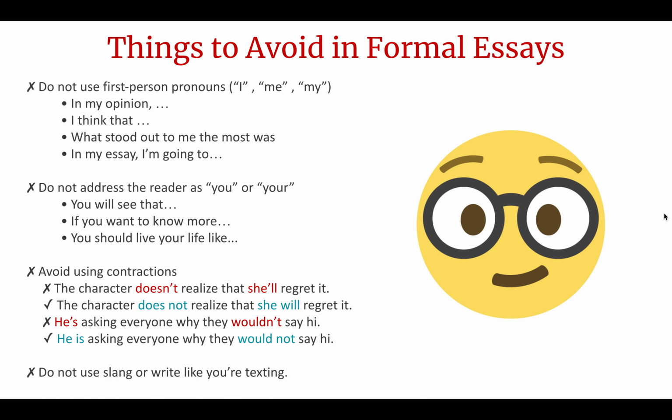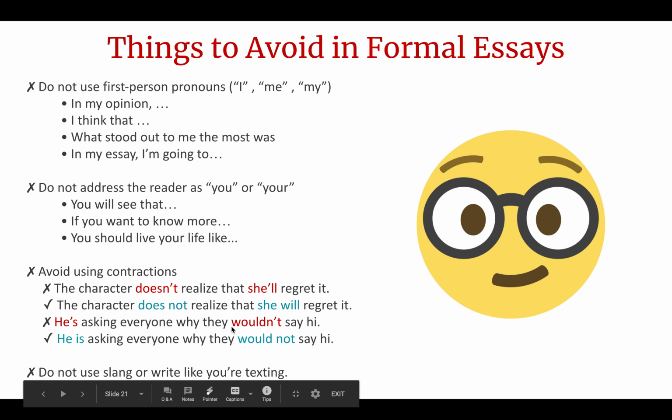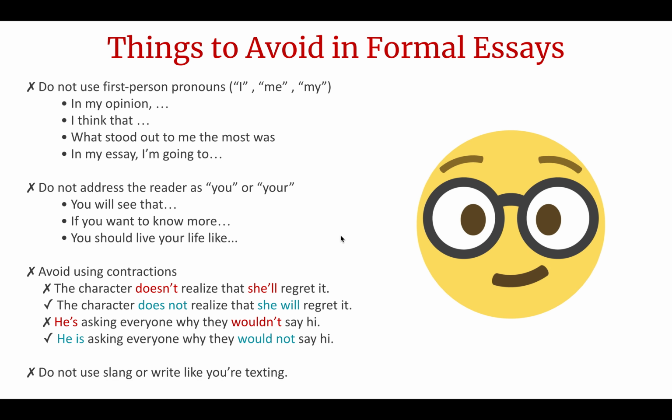Remember to avoid using I or saying, "in my opinion, I think that," "I'm going to tell you." Make sure you don't address the reader as you or your. You're just giving information. It's not about you, it's not about the reader. Avoid contractions that feel informal, like doesn't or she'll or wouldn't. You have to write it completely out. And don't use slang or write like you're texting. Make sure you're checking your spelling and your grammar.